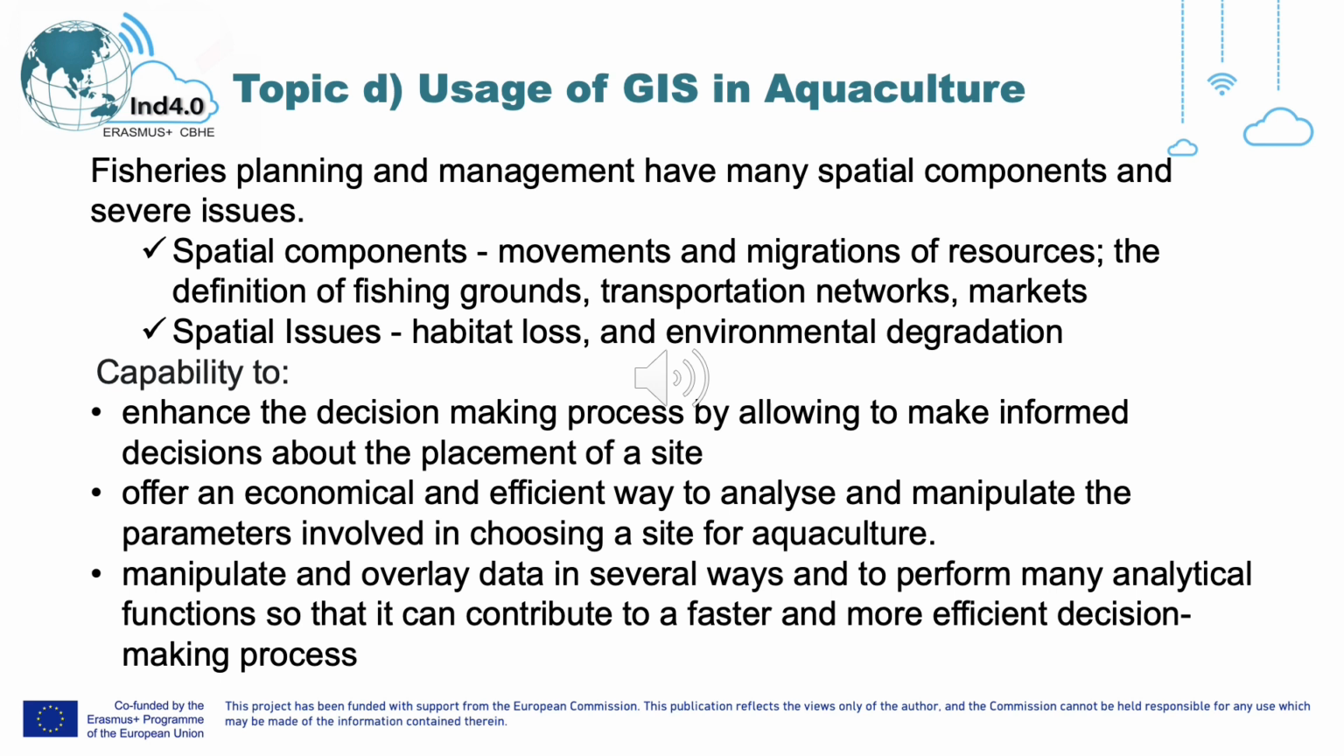The essential usefulness of GIS lies in its ability to manipulate and overlay data in several ways and to perform many analytical functions so that it can contribute to a faster and more efficient decision-making process in fisheries. In fact, FAO has recently released a web-based portal called GIS Fish, which can be obtained. The global experience on GIS, remote sensing and mapping as applied to aquaculture and inland fisheries.